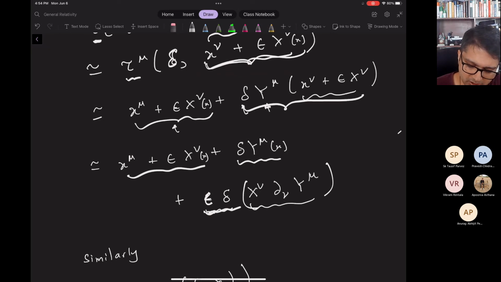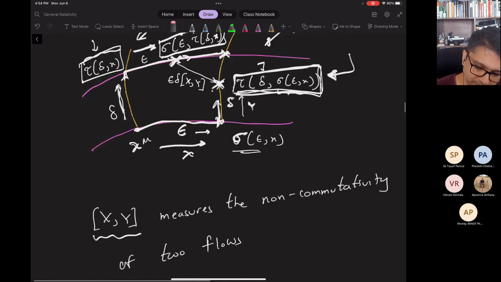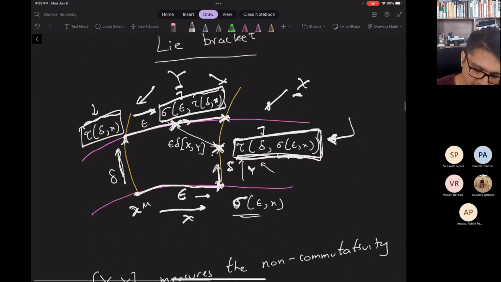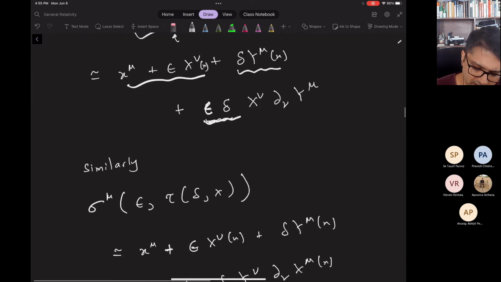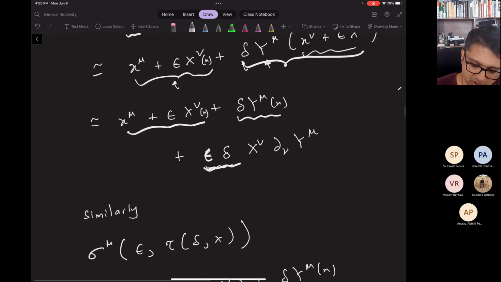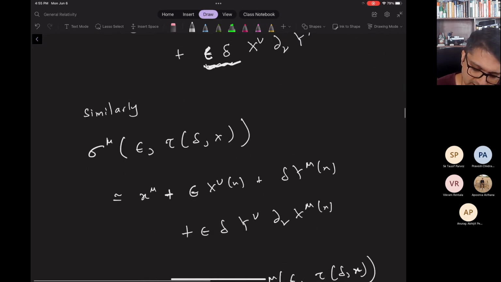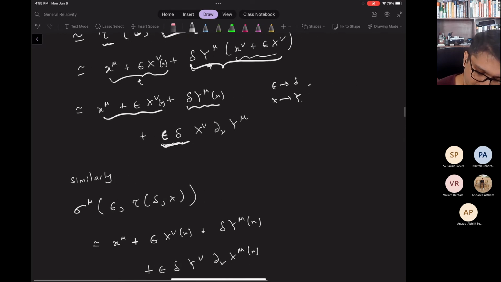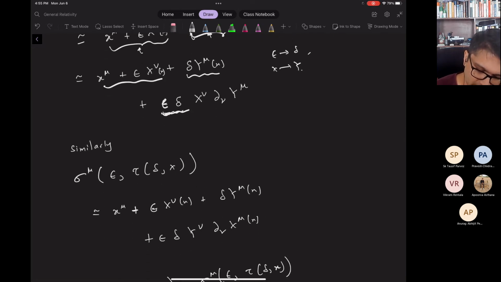So anyway, this is where you end up. These are the coordinates of this point here. Now, similarly, you could repeat this process for the other order of the flows. First you flow this way and then you flow this way. It's easy to see what would happen in that case. I just exchange epsilon with delta and capital X with capital Y. So again, this delta Y gets replaced by epsilon X.